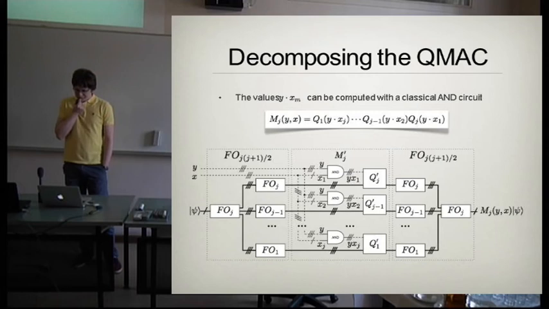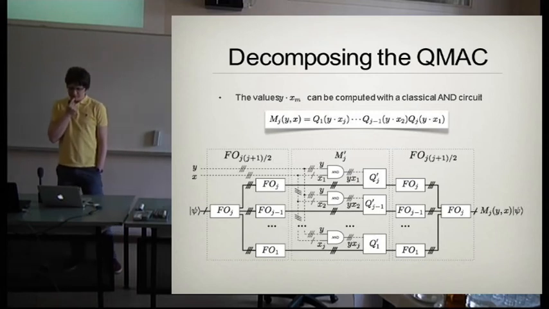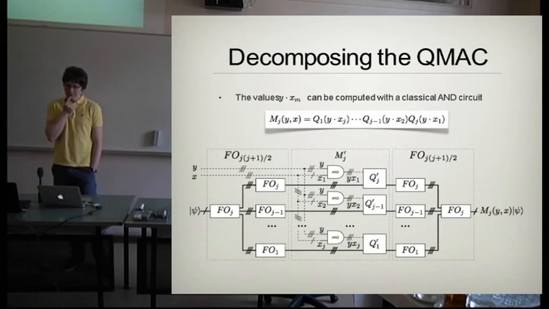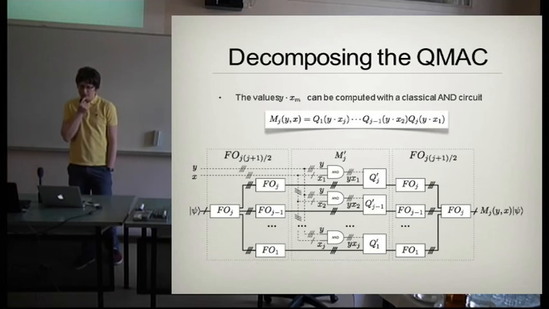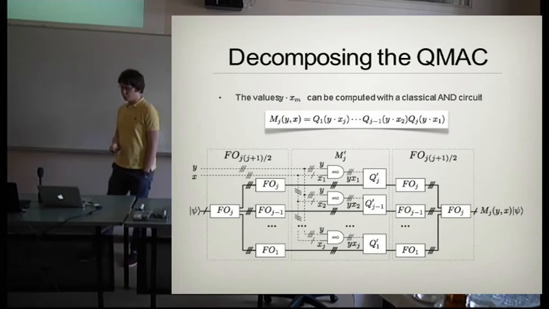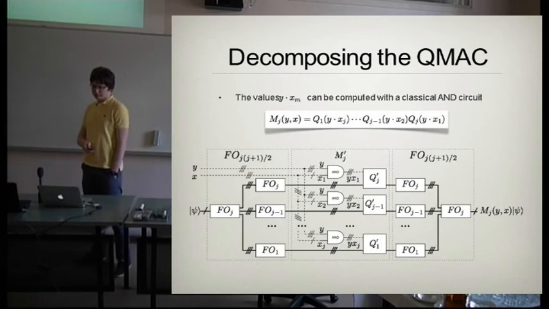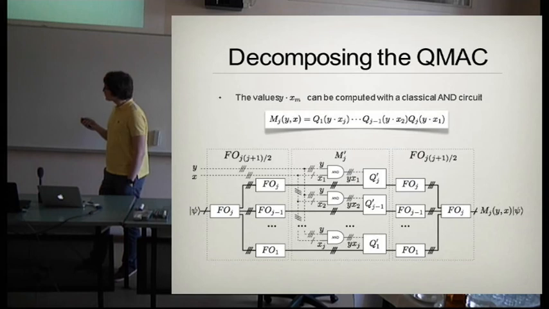And now, if you look at the definition of MJ, then the J times the bit of X can be computed using just a classical AND circuit, where we just multiply the bits of Y with one bit of X. So this gives us this parallel version of the MJ operator.